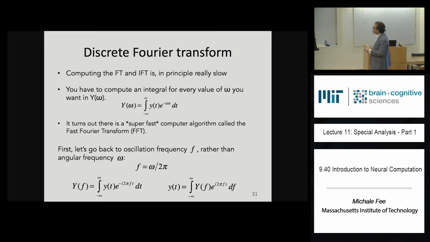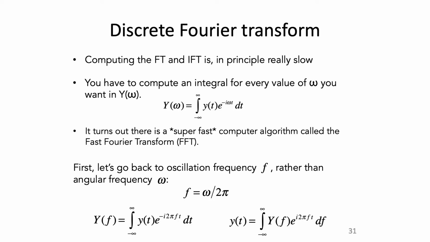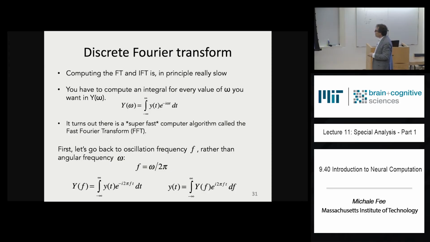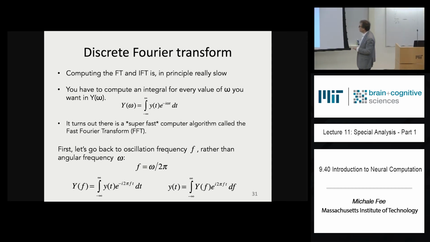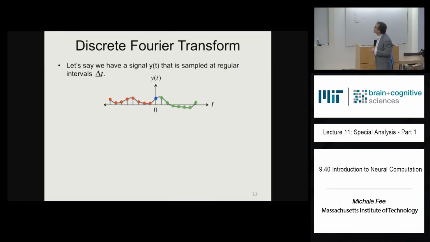So I'm going to switch from using omega, which is very commonly used when you're talking about Fourier transforms, to just using f, the frequency. So omega is 2 pi f. Here I'm just rewriting the Fourier transform and the inverse Fourier transform with f rather than omega. So we're going to start using f's now for the discrete Fourier transform case.